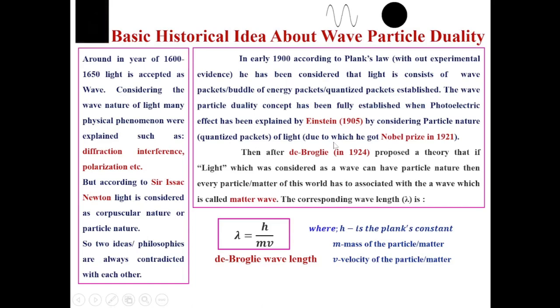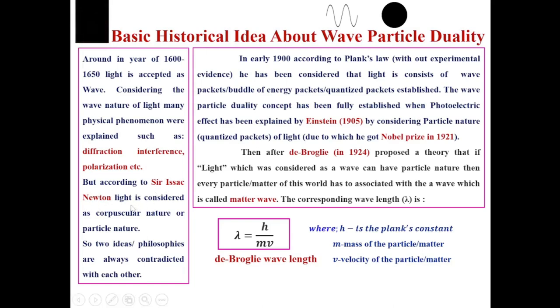So, before we go to the experimental results and discussion, first we are going to discuss the basic historical idea about wave particle duality. We know that around the year 1600 to 1650, light was accepted worldwide as a wave, and considering the wave nature of light, many physical phenomena were explained, such as diffraction, interference, polarization, etc. These things happened in this era, 1600 to 1700. That means light was accepted as fully wave nature, right?